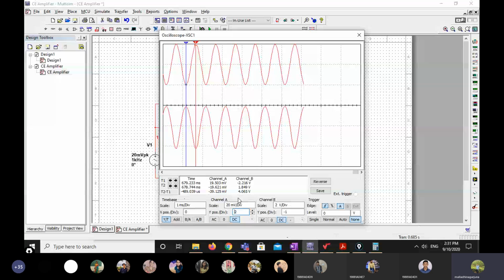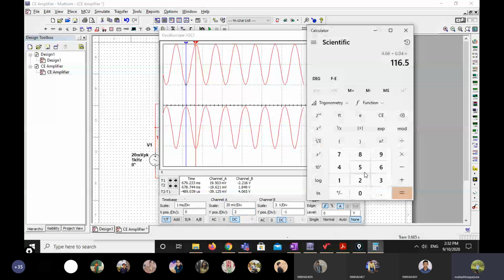The load resistor. What is our output voltage? The output voltage is across the load resistance. If the load resistance is large, obviously the output voltage is also large. If the load resistance is small, obviously the voltage drop across that resistance will be small. Previously I removed the resistor, so it was offering infinite resistance. Now I am keeping the 10 kilo ohm resistor, so the voltage drop is 4.06 volts. Now I will show you the gain. 4.06 divided by 0.04, how much? 101 times.